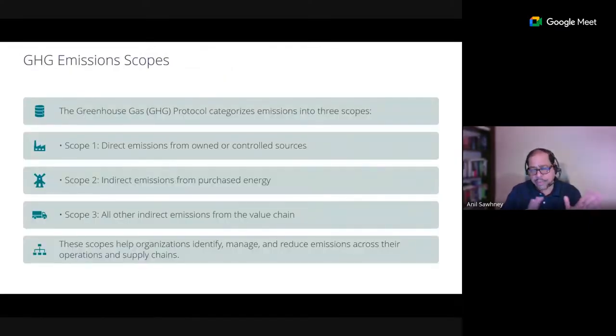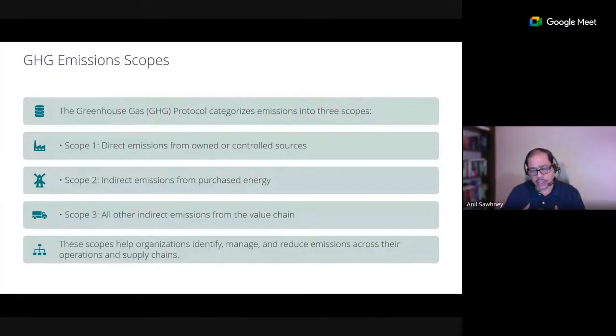So those are the benefits of using whole life carbon assessment. As I mentioned, through the use of WLCA, you can improve and enhance your emissions reporting across the GHG protocol's 3 scopes. The greenhouse gas GHG protocol, you can go to their website and review all this, categorizes emissions into 3 scopes or categories. First is scope 1, which is the direct emissions from owned or controlled sources.